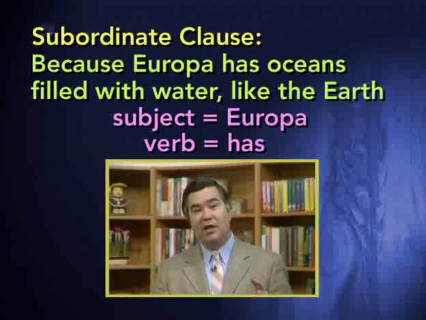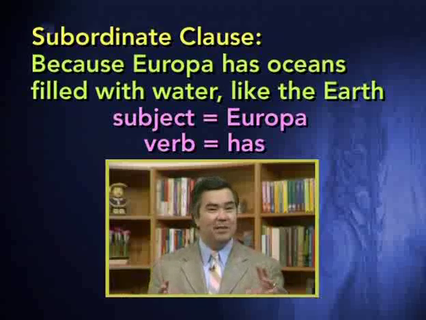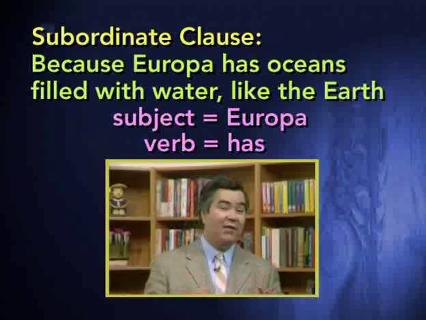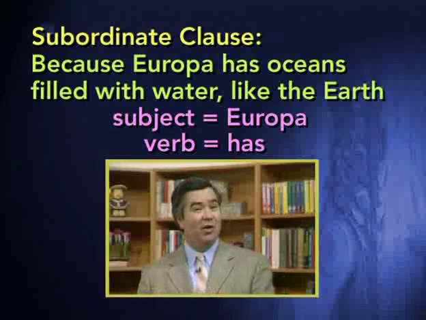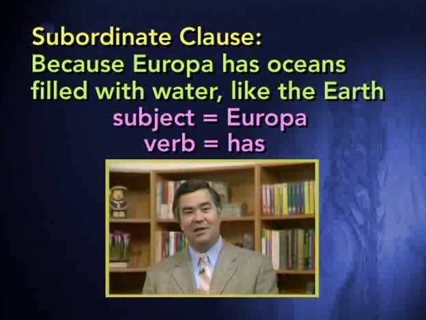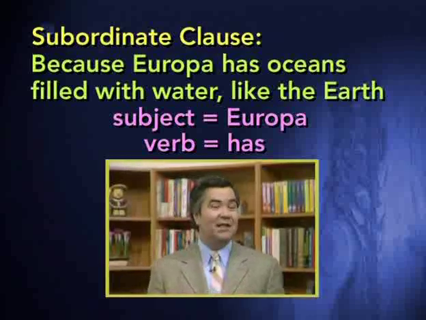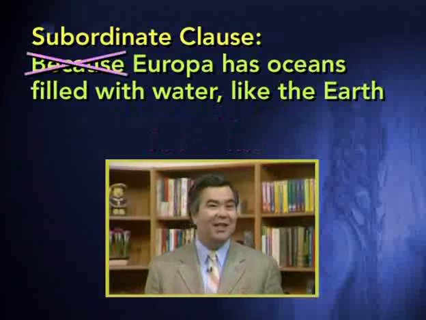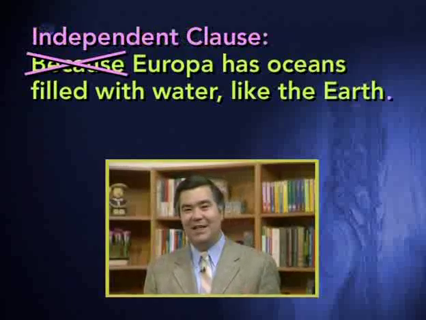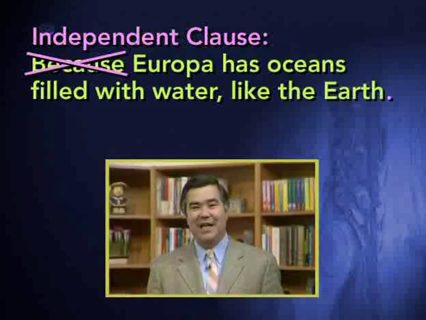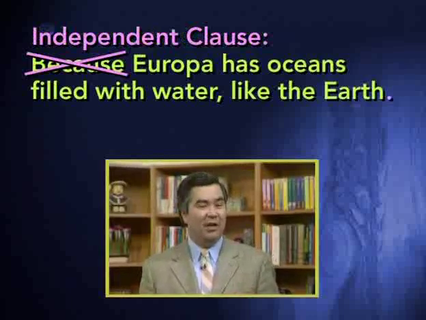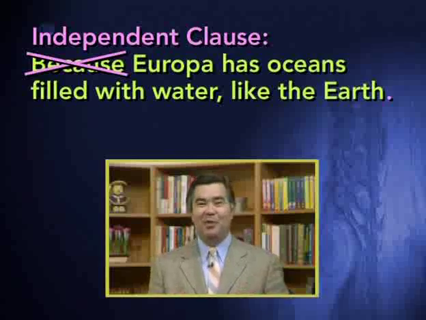This is a subordinate clause because it begins with the subordinating conjunction because. Notice that having the subordinating conjunction because there makes this into a subordinate clause. If you were to take away that subordinating conjunction, the sentence would become an independent clause. It could stand alone as a sentence. The sentence would then say, Europa has oceans filled with water like the earth. Now that sounds like a complete thought.